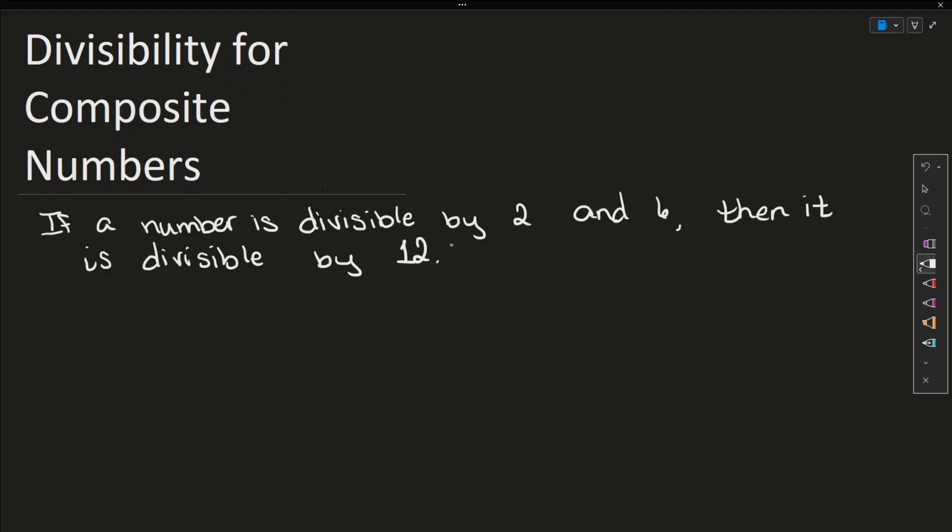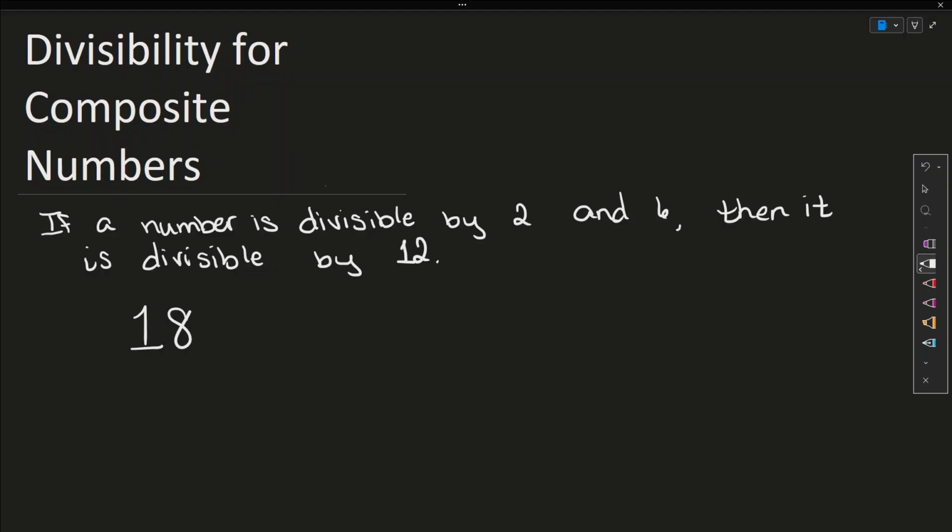I think that if a number is divisible by both 2 and 6, then it has to be divisible by 12, because 2 times 6 is 12. This is such an interesting idea, because it sounds reasonable at first. But does Bethany's rule always work? Let's test it.